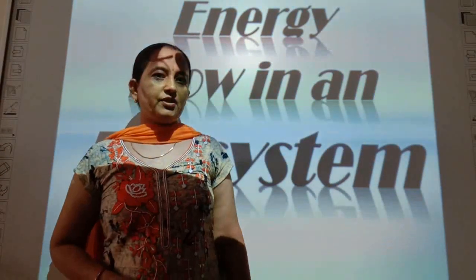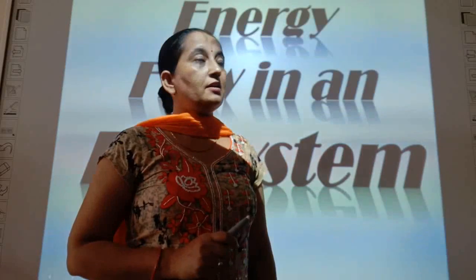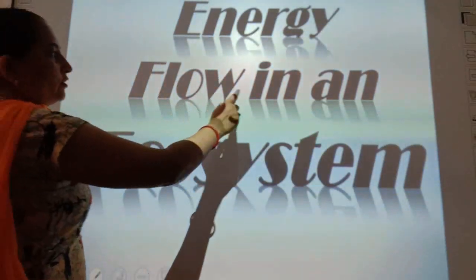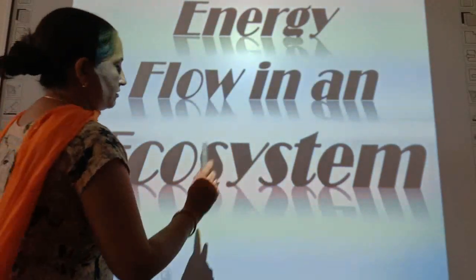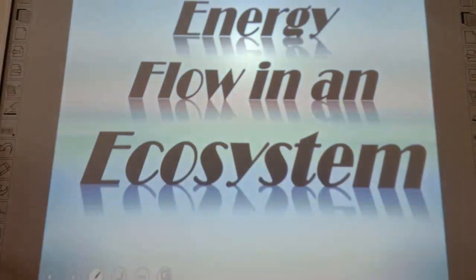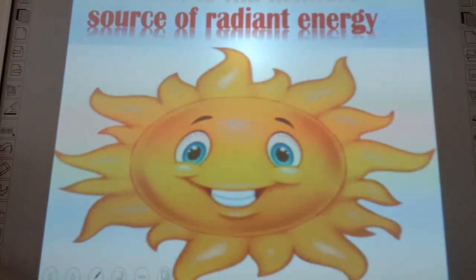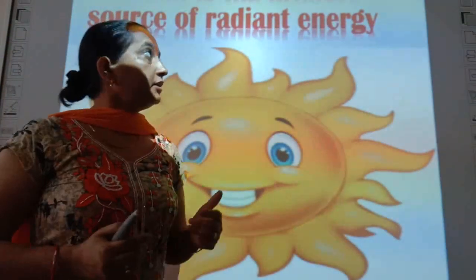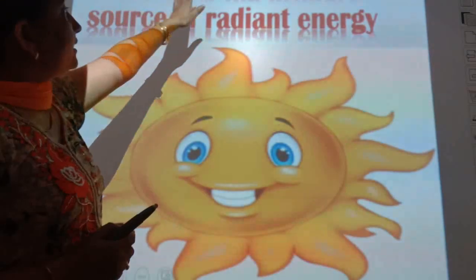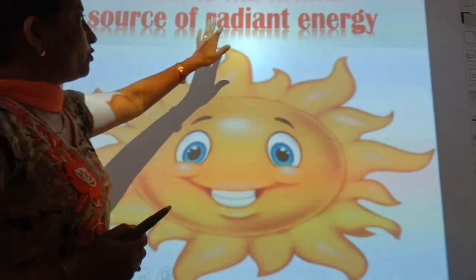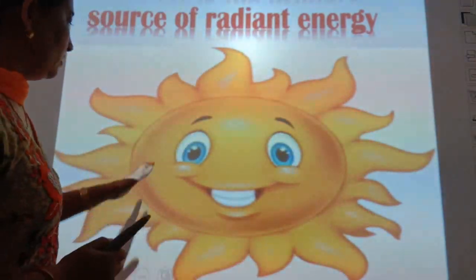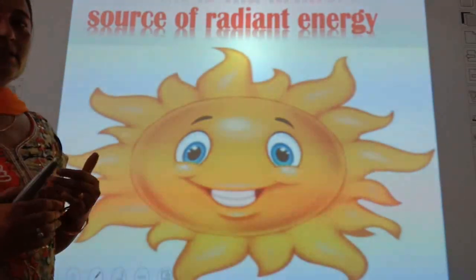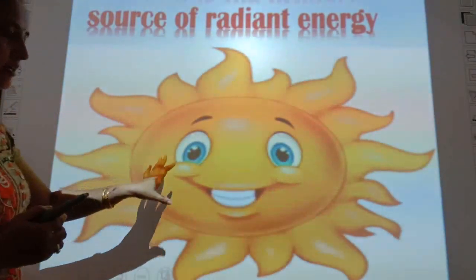Hello my dear students. Today we will discuss energy flow in an ecosystem. How does flow of energy take place in an ecosystem? As I have already told you, sunlight is the primary source of radiant energy. All the energy comes from the sun.